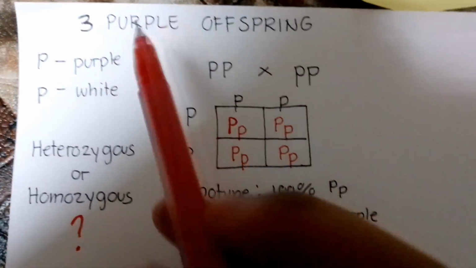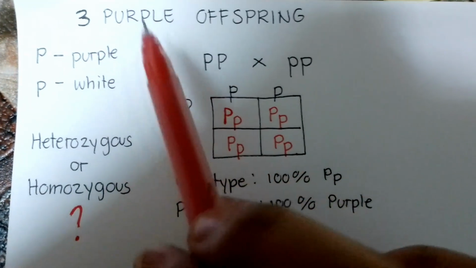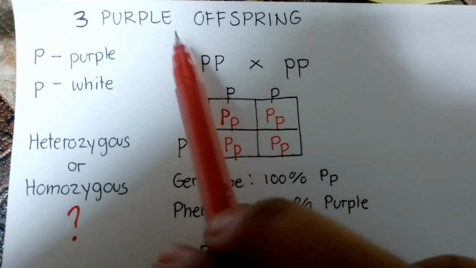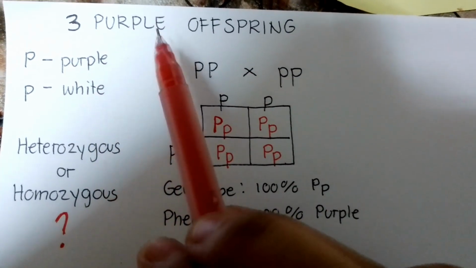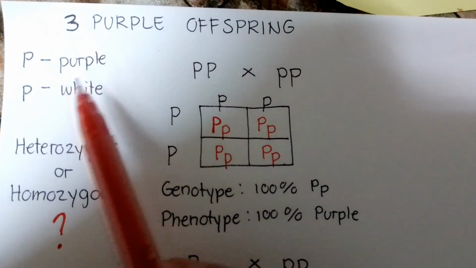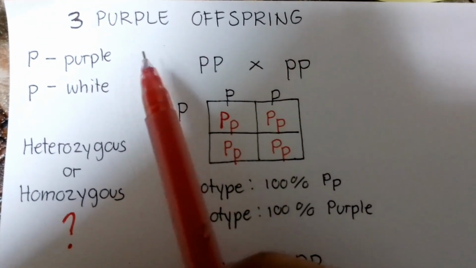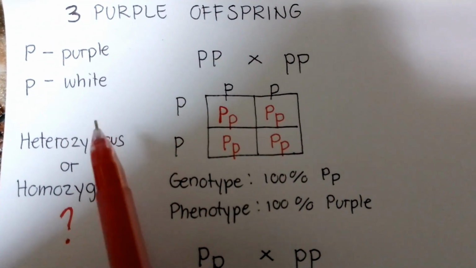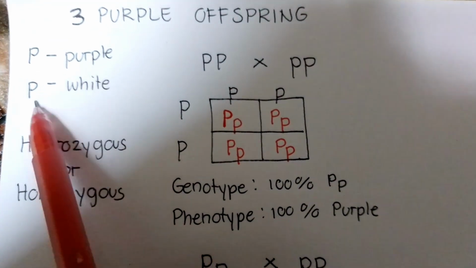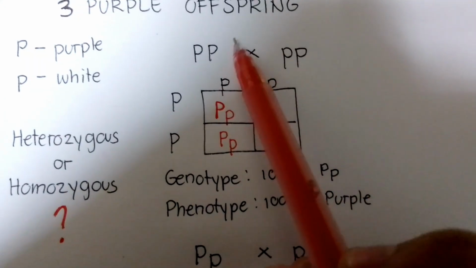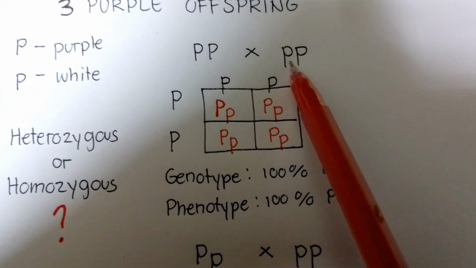Okay? Here we have 3 purple offspring. We all know that purple is the dominant phenotype, or the dominant trait. But we don't know what the genotype of the dominant really is. Is it heterozygous dominant or homozygous dominant? In order to find out the genotype of the dominant, you're gonna do the test cross. So capital P is for purple and small letter p is for white. Here we use the homozygous dominant and cross it with the homozygous recessive.